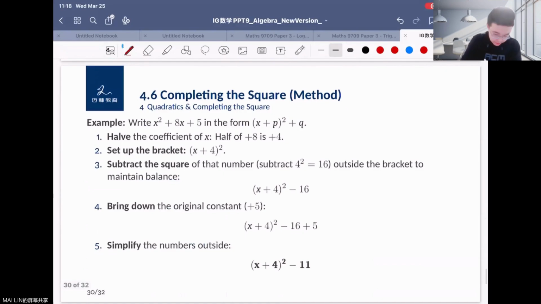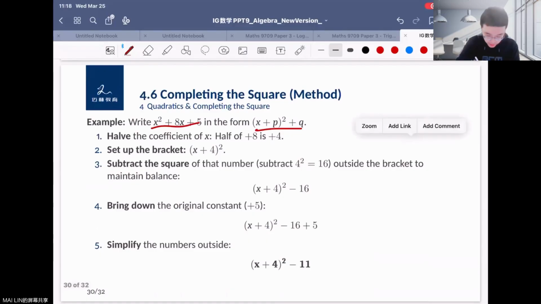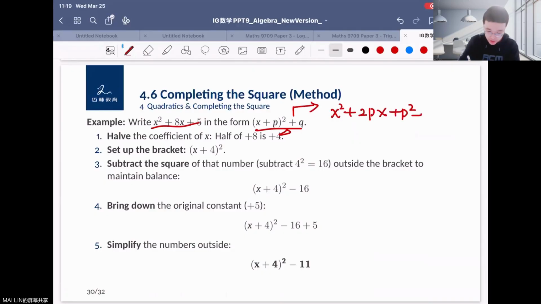Here we have x squared plus 8x plus 5. If you want to turn this into x plus p squared plus q, first you try to expand this formula. x plus p squared expands to x squared plus 2px plus p squared plus q. Now you can find that 2px equals 8x and p squared plus q equals 5.